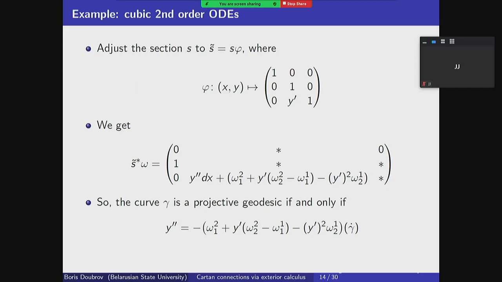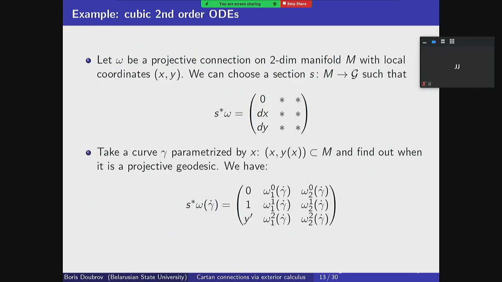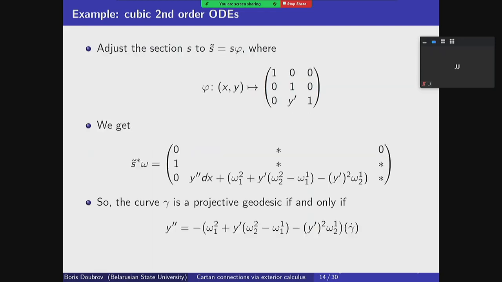You see that it depends only on omega ij's. The omega ij's appear only in this slot. So it does not depend on the two other slots in the connection matrix that take values in g1. So this is the equation. Again, back to the question: how can we ensure that?